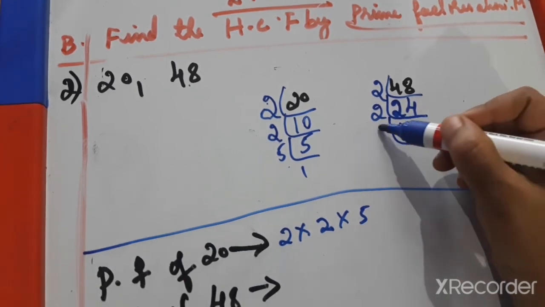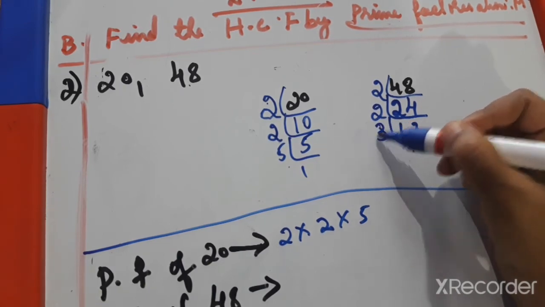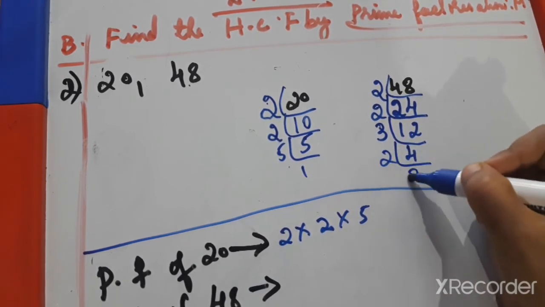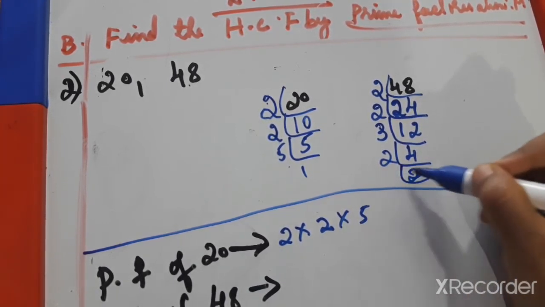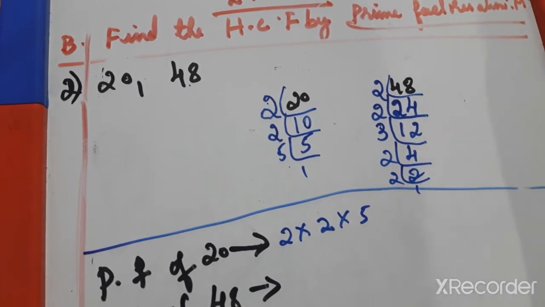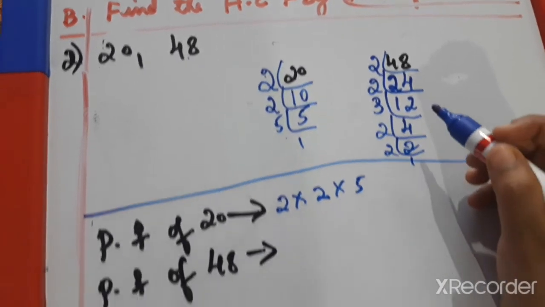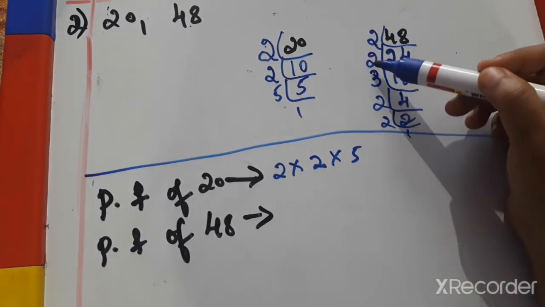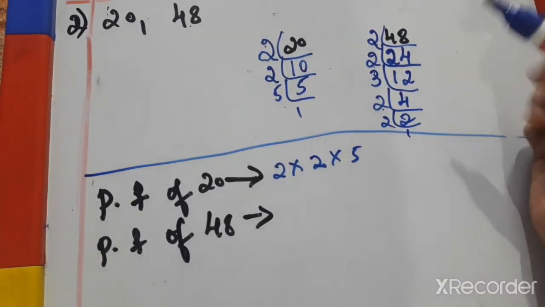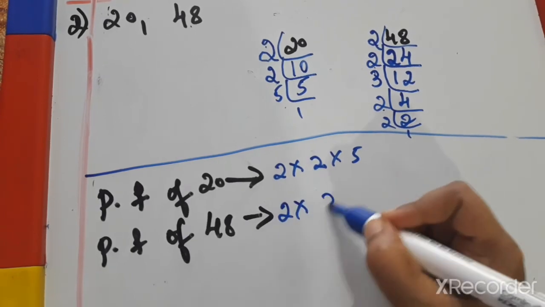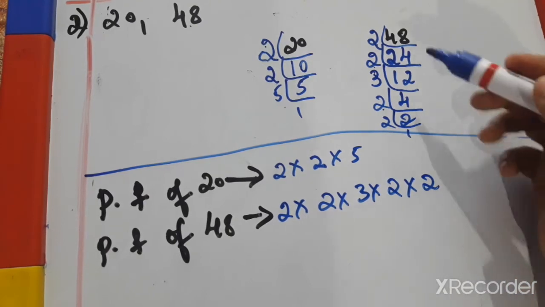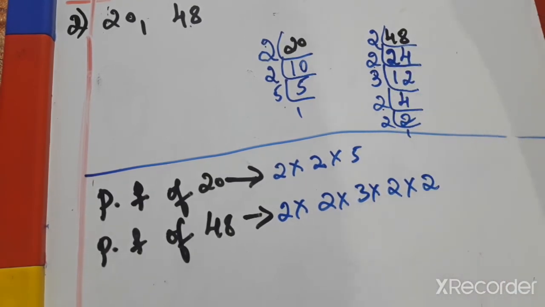12, which tables does it multiply? 4 3s are 12, but 4 is not a prime number. We can write 3 4s are 12. Then 2 2s are 4. It means 2 1s are 2. Now the prime factors of 48: 2 into 2 into 3 into 2 into 2. That we have to write.